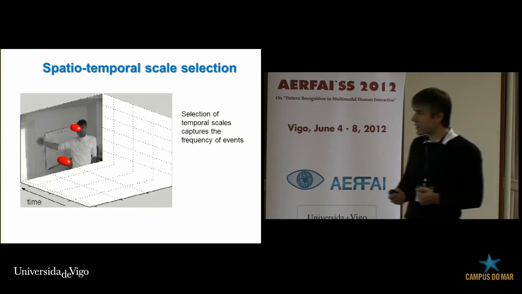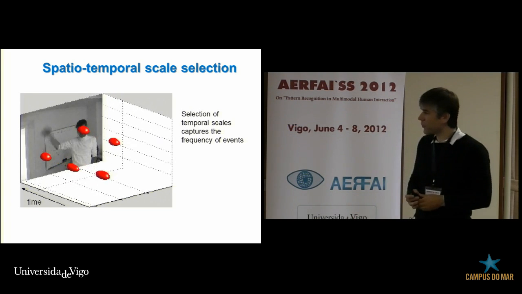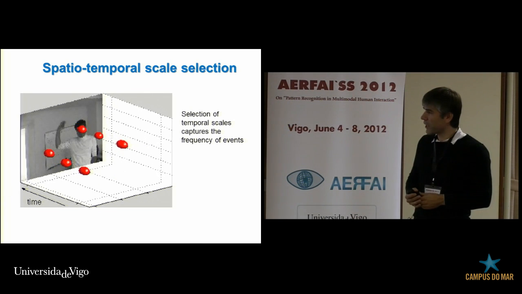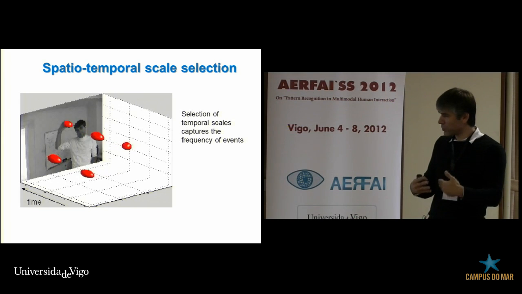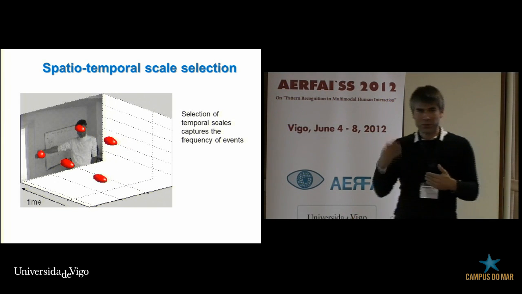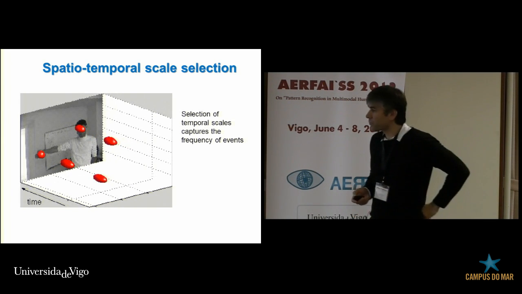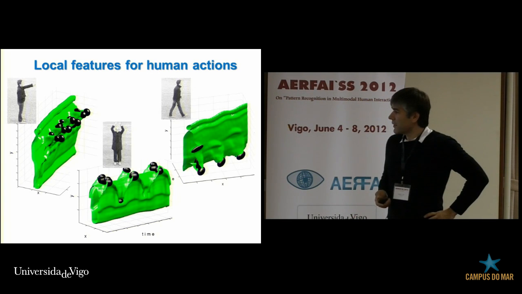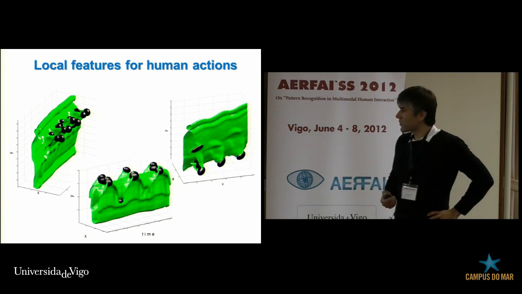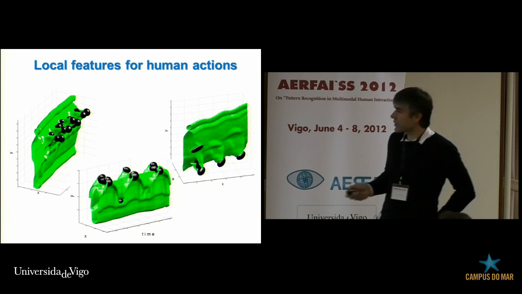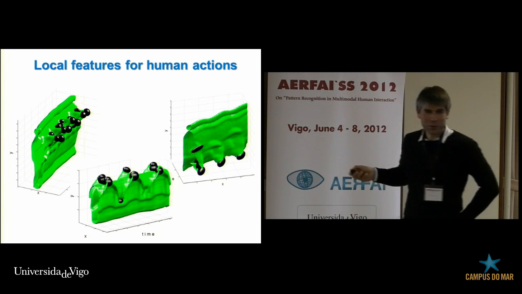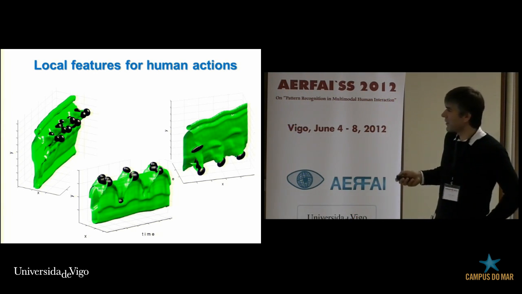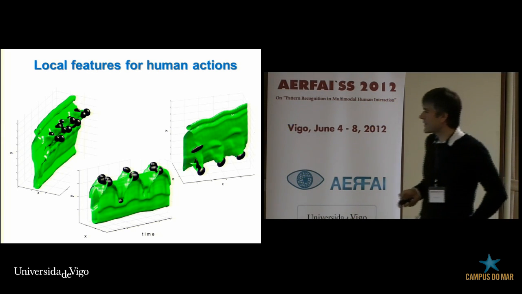So what is temporal size? Here is a hand waving with different frequencies, and we see that the temporal size of the detected blobs is adapted to the frequency of the event. Fine. Okay, so these are points which are detected for different types of actions. Here, as we've seen, this is boxing, this is hand waving, and you can probably guess what this is. What is this? Walking, yes.